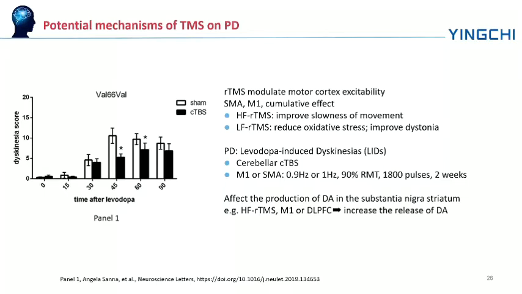TMS can also affect the production of DA in the substantia nigra and striatum, using high-frequency rTMS over M1 or DLPFC to increase the release of dopamine.